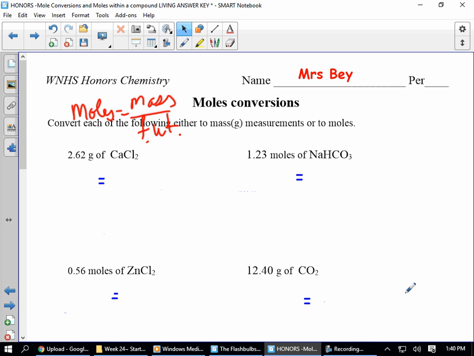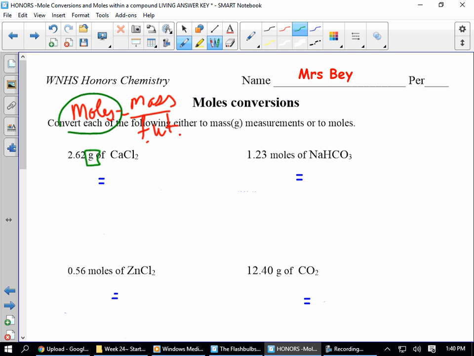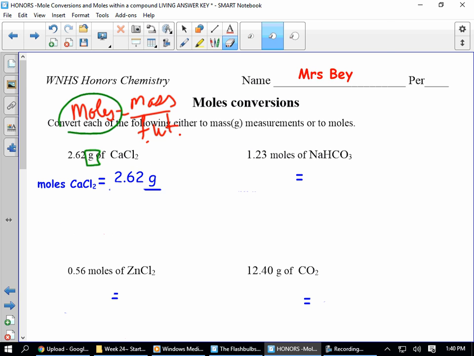Okay, for the first one. If we are given grams, that means that I need to find moles. So that means my X is going to be on the outside. So we're looking for moles, and I'm given grams, so I'm going to do 2.62 grams. And now we have calcium chloride. You look up, calcium is 40, and then chlorine is 35 times 2. And when I get that, I get a mass of 110.